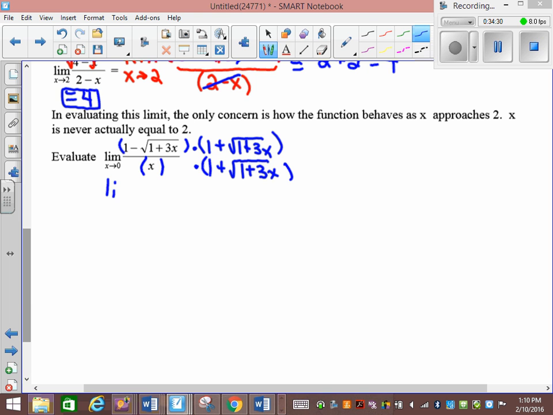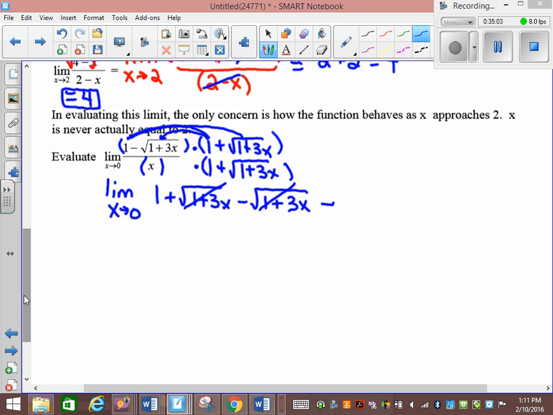So we do the limit as x approaches 0, and then we FOIL. 1 times 1, 1. 1 times root 1 plus 3x is root 1 plus 3x. 1 times negative root 1 plus 3x is negative root 1 plus 3x. This is why we do the conjugate, because these are going to go away, right? That's why you multiply by the opposite sign. And then negative 1 times positive 1 is negative. And what's root 1 plus 3x times root 1 plus 3x? 1 plus 3x. That's one thing that throws people off.